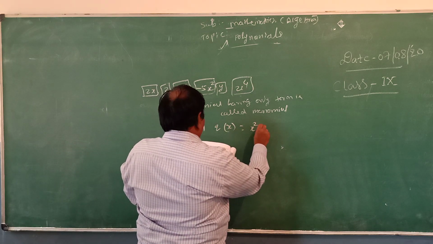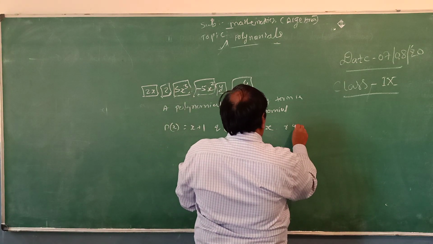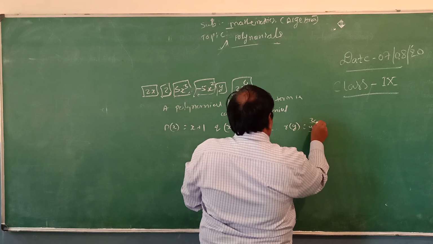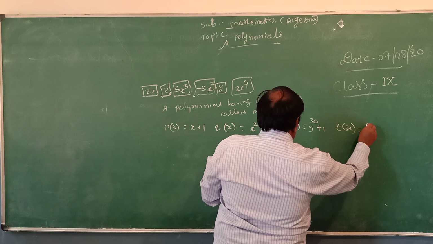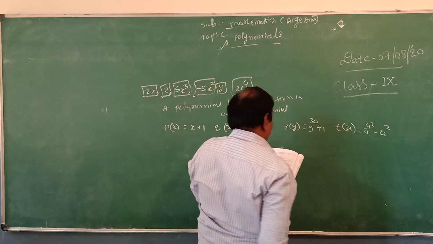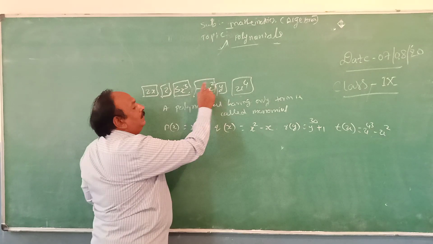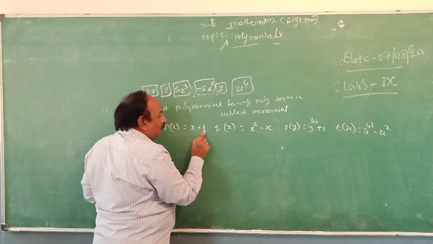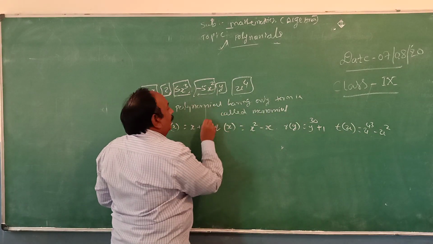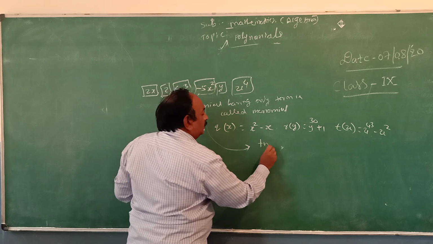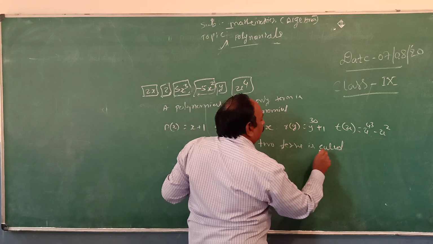Now observe, P of x is equal to x plus 1, Q of x is equal to x square minus x, R of y is equal to y to the power of 30 plus 1, T of u is equal to u to the power of 43 minus u square. See, observe here, my dear students, these have two terms. A polynomial having two terms is called a binomial.